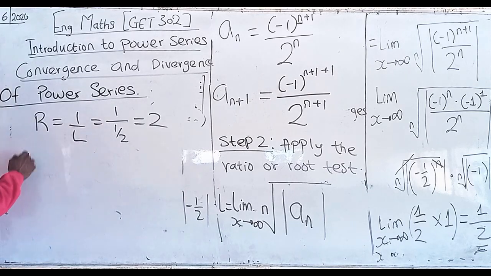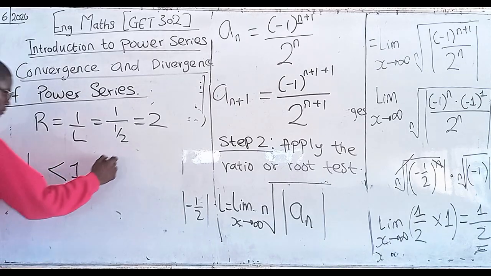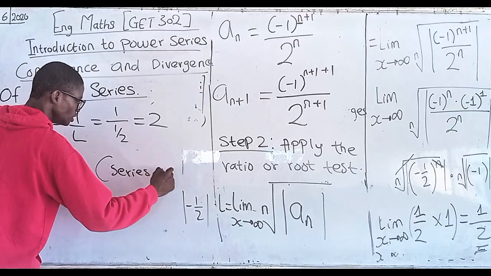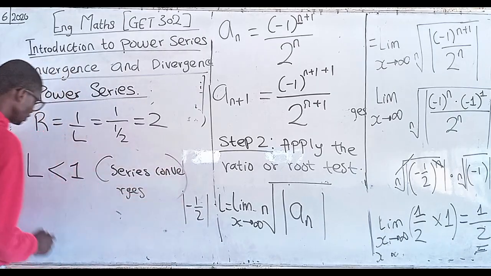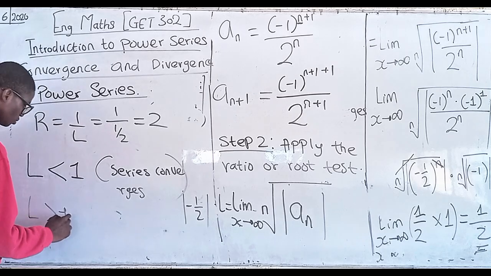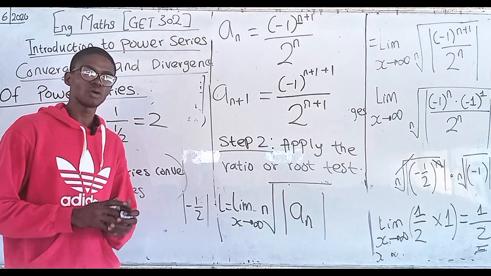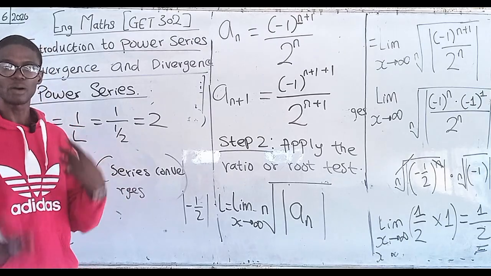And take note, if L is less than 1, it means the series converges. What if it is greater than 1? The series diverges. What if it is equal to 1? The test fails. Please take note of that. So that will be that for convergence and divergence of a series or a power series.